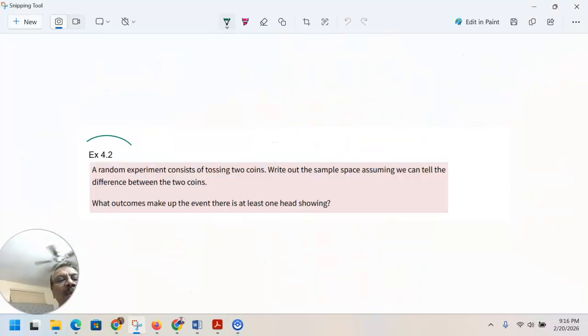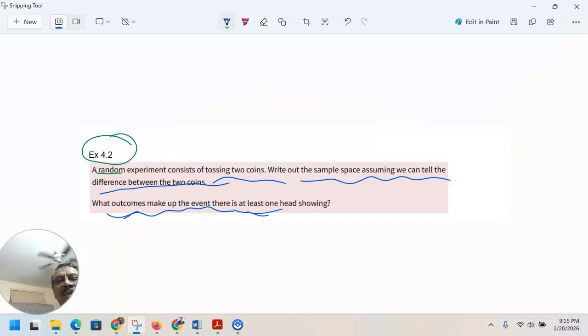So example number 4.2: a random experiment consists of tossing two coins. Write down the sample space. We can tell the difference between the two coins. What outcomes make up the event that there is at least one head? I think I already did this.